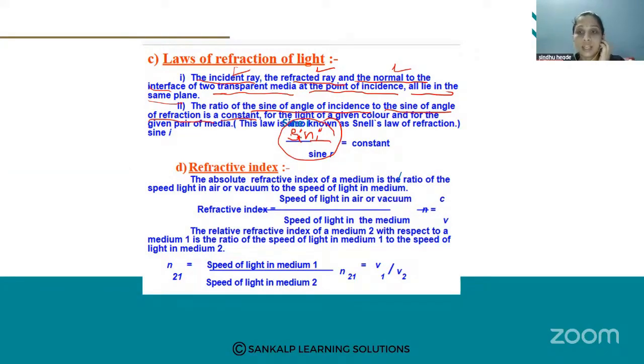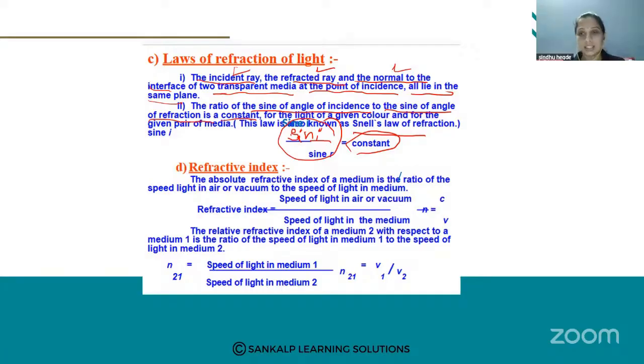This is a very important concept. This is called Snell's law of refraction. Sometimes in your exam they ask, write the Snell's law of refraction with the statement and its formula. At that time, what do you write? Snell's law tells that the ratio of sine of angle of incidence to the sine of angle of refraction, sine I divided by sine R, is equal to a constant. This is Snell's law of refraction.